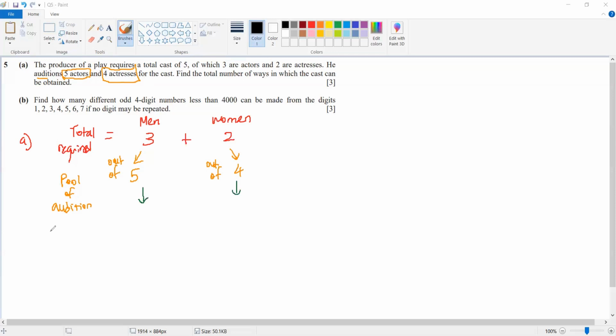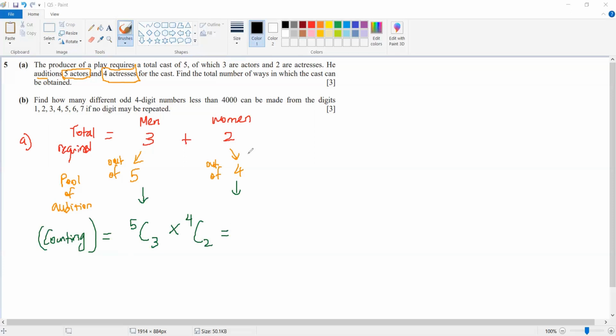So this is where the counting argument comes in. The counting part. So out of 5, you're going to choose 3 men. Order is not important, so we use the 5C3 formula. Okay, and then multiplied by, combined with, and out of 4 women, we choose 2. So calculating this, we'll get the answer.